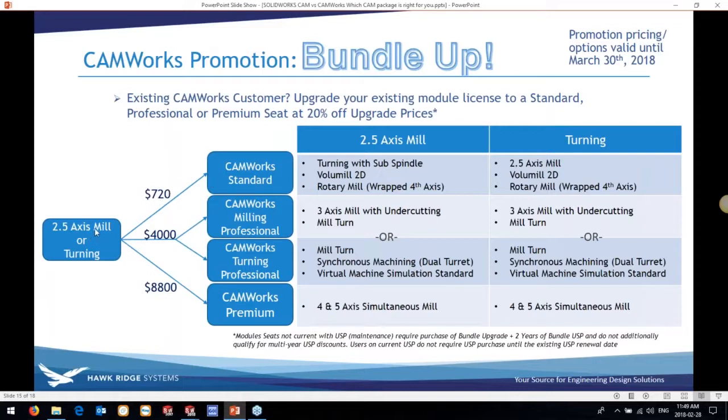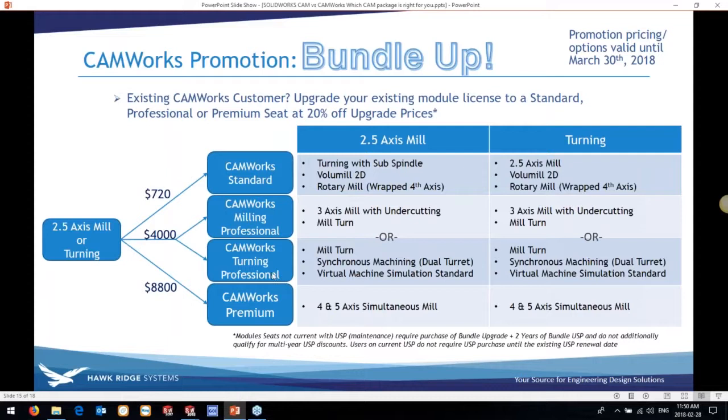So if I want to go from 2.5-axis milling or turning and go to CAMWorks Standard, if I've got a 2.5-axis mill license, by going to CAMWorks Standard, what I'm going to get is the turning with subspindle. I'm going to get Volumill 2D and rotary milling as well, so wrapped 4th axis as well. If you've got your 2.5-axis license and you want to go to the Mill Professional, for $4,000 you can basically go with full 3-axis with undercutting and mill turn, and everything beneath that, obviously you get turning as well with subspindle and the rotary milling and the Volumill 2D.